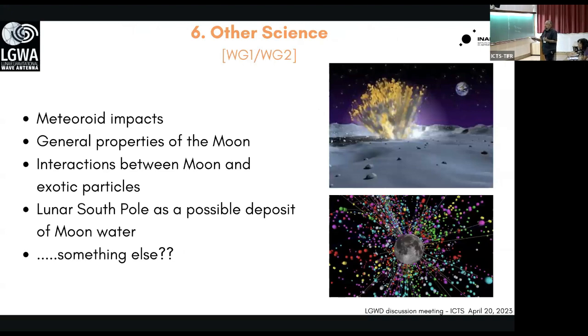Then we can think of any other science that we can do related to the lunar gravitational wave antenna: studies of impacts of meteorites, general properties of the Moon, interaction of the Moon with exotic particles, who knows, lunar south poles that are possible deposits of moon water, and who knows, something else.